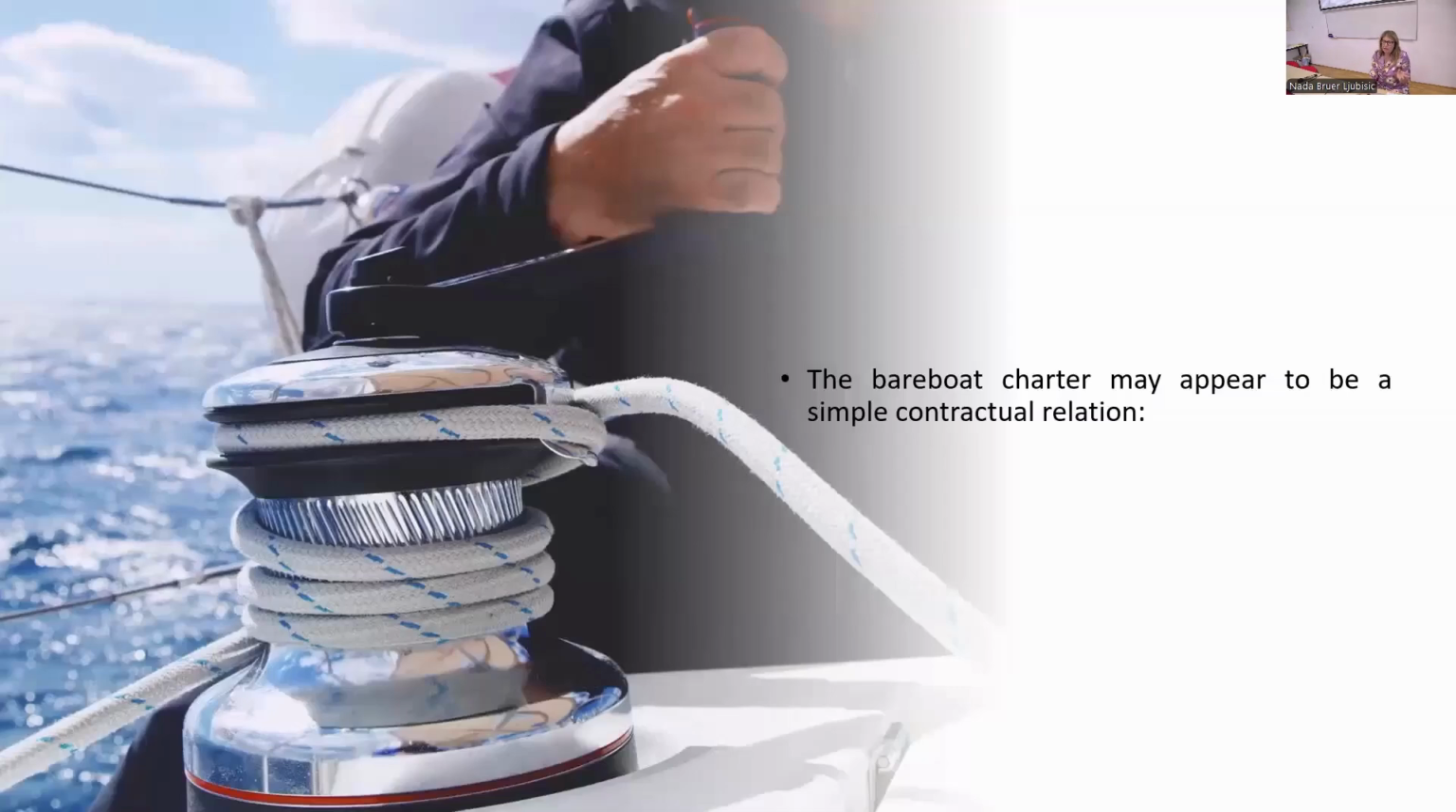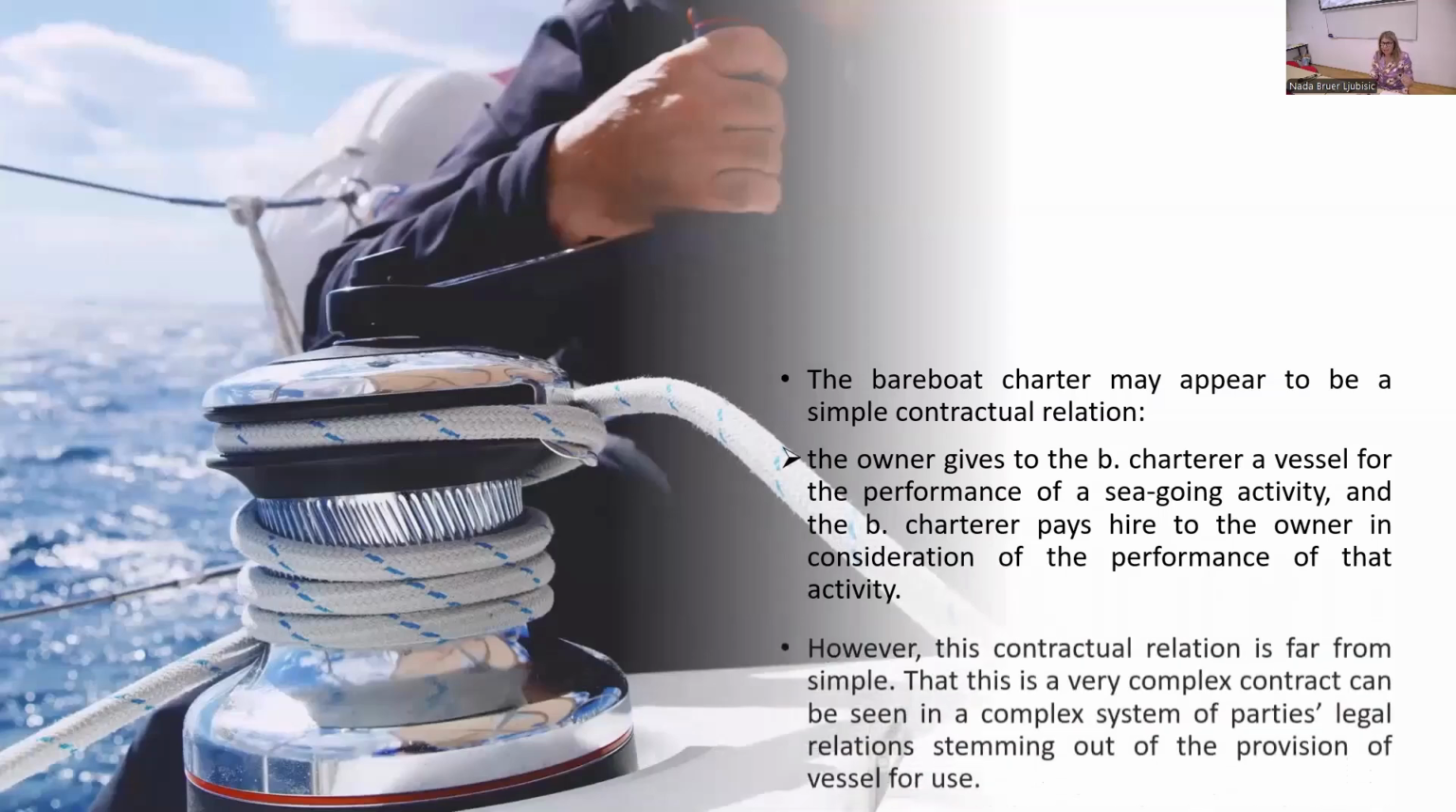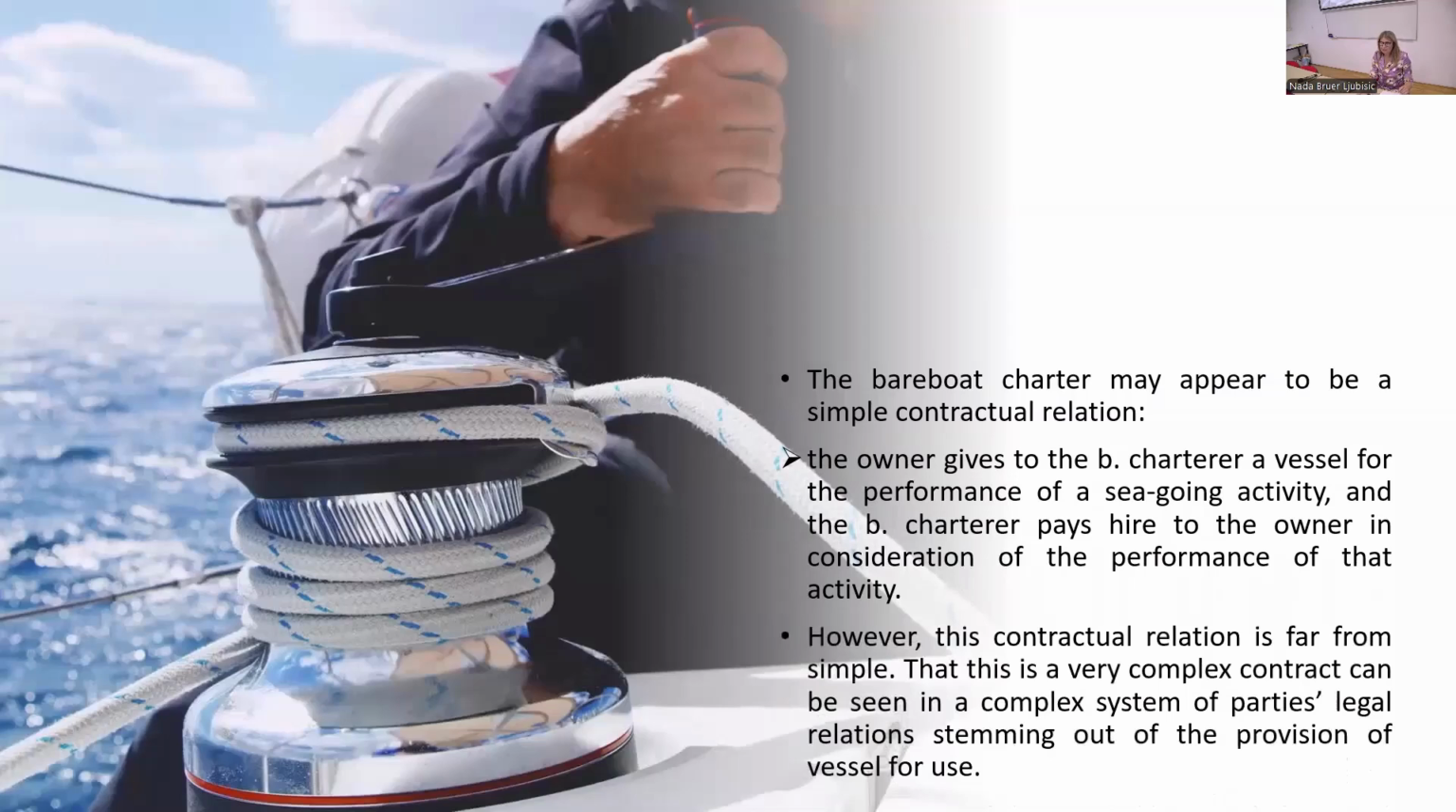So maybe bareboat charter may appear to be a simple contract. We have the owner on the one side, and the owner gives to the bareboat charterer a vessel for the performance of seagoing activities, and the bareboat charterer on the other side pays the hire to the owner in consideration of performance of that activity. So there is a question, what can be complicated about that? That this is a very complex contract can be seen in the complex systems of the parties' legal relations stemming out of the provision of the vessel for use.